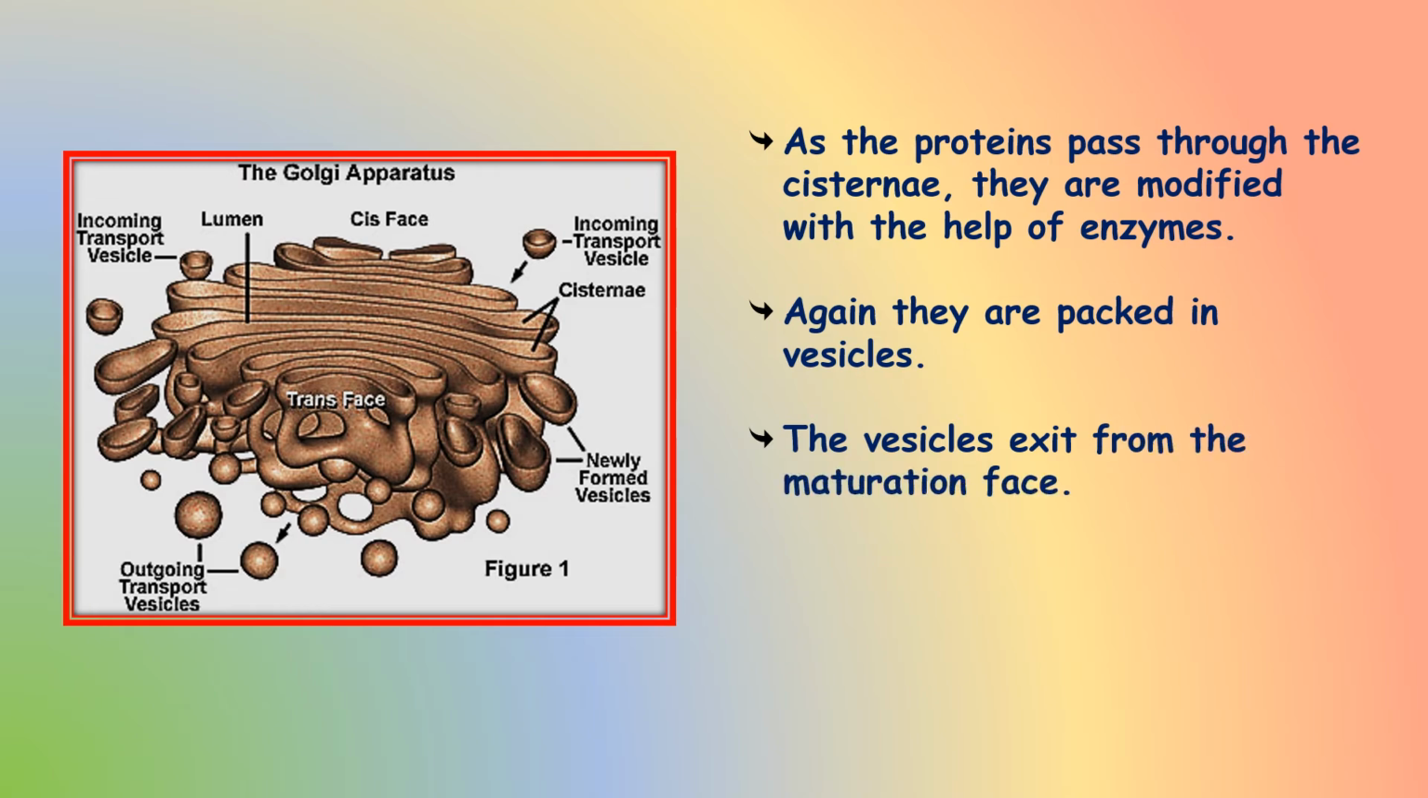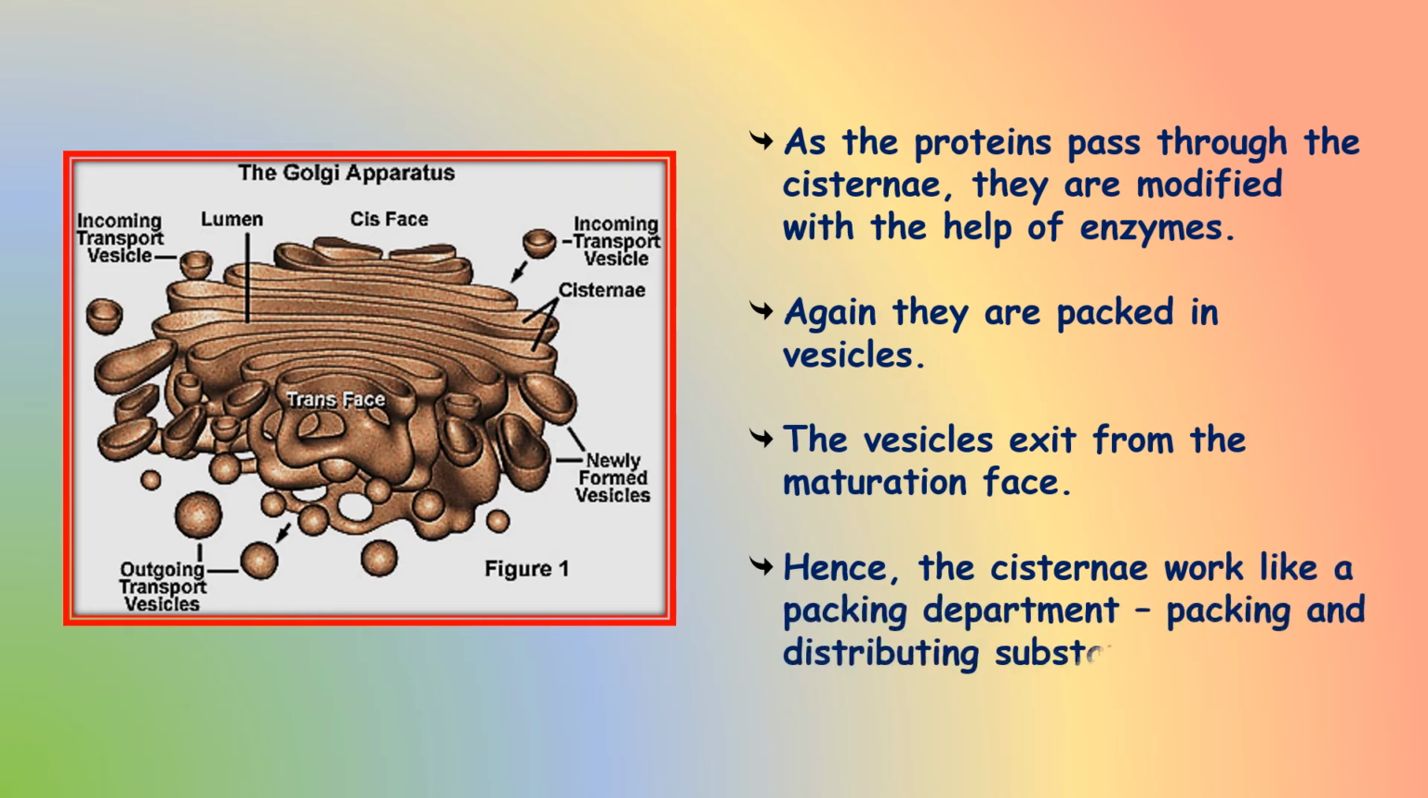The vesicles exit from this maturation phase here. Hence, the cisternae works like a packing department, packing and distributing substances. Okay, so first the incoming vesicle will come to the Golgi apparatus and empty all its substances into it. It moves from phase to phase, through all these sheets, and again comes out packed in some other outgoing vesicle.